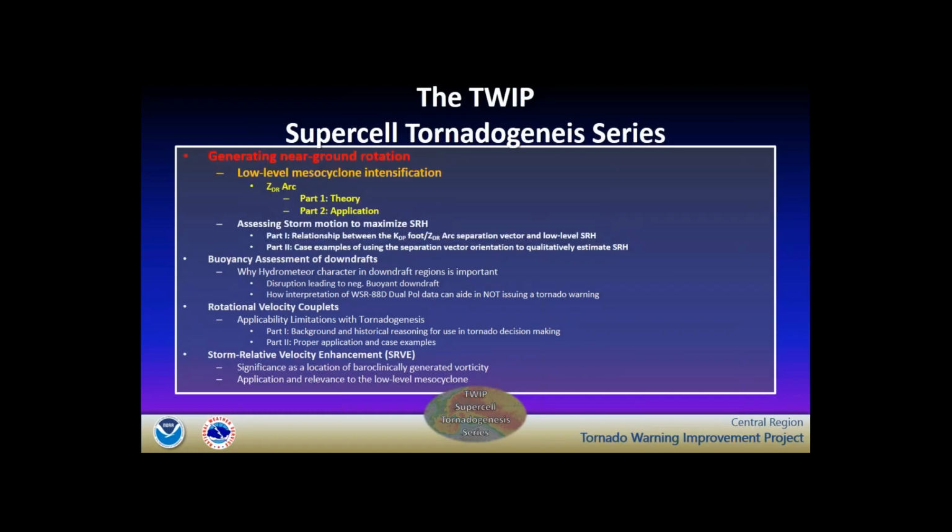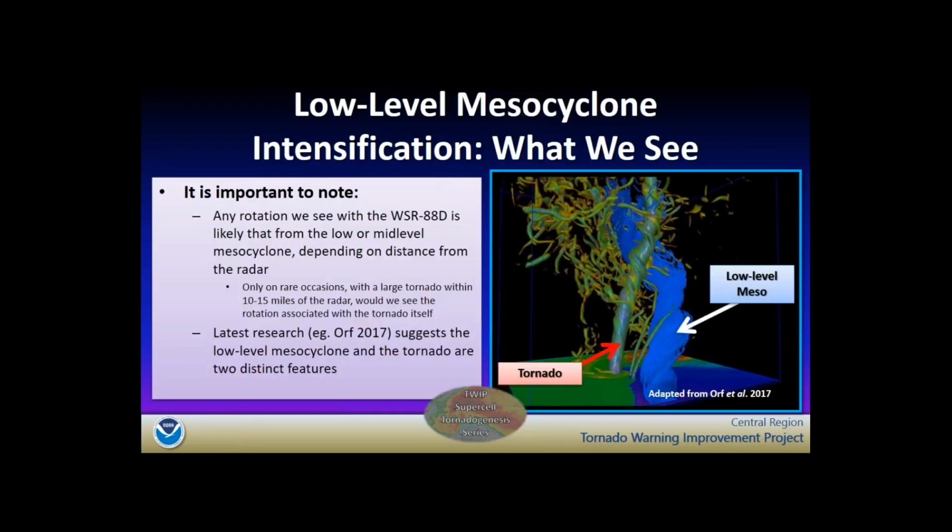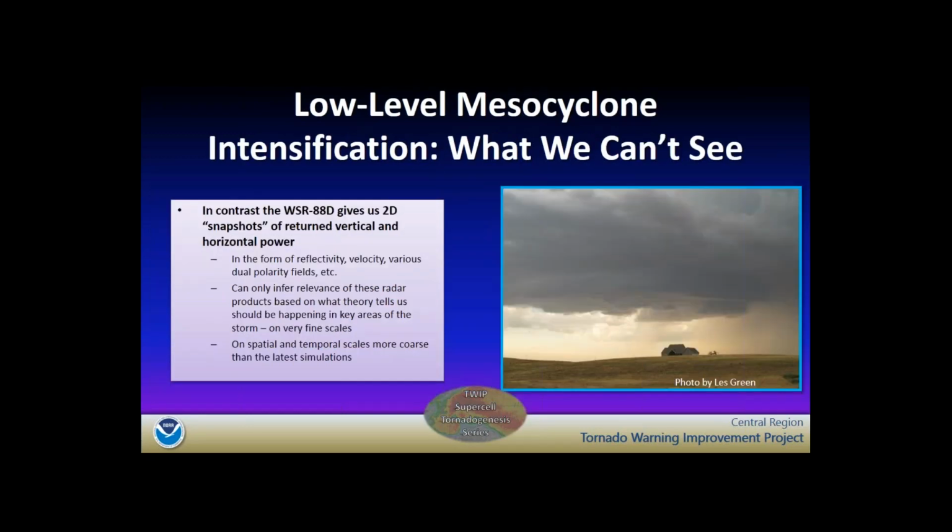So the first series dives into the processes that help generate near-ground rotation and associated interrogation methods that can help infer this with the 88D. This includes understanding the role a low-level mesocyclone plays in tornadogenesis, along with a discussion of what we're actually seeing with the 88D, contrasted with what we're not seeing. This details some misconceptions of what many people believe the 88D is resolving.